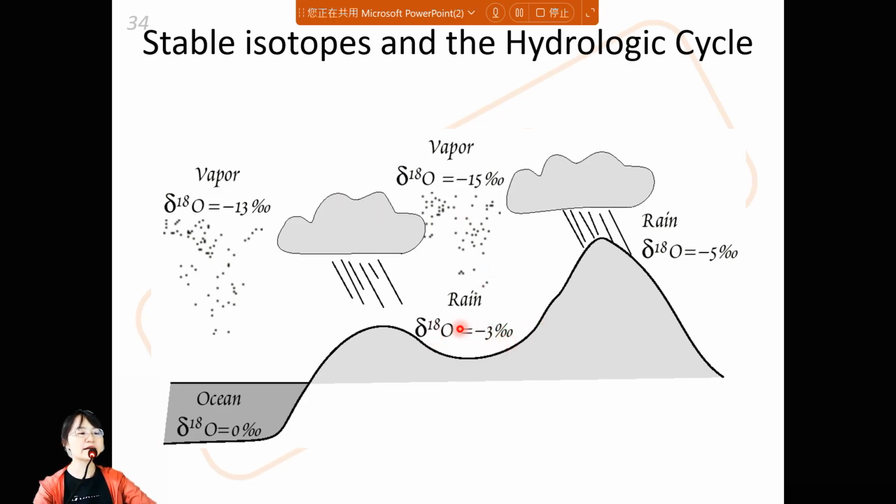And because the heavy isotope is selectively precipitated, the remaining vapor will become increasingly more negative. And next time, the next rain in this mountain will be even more negative than the rain in the first mountain.